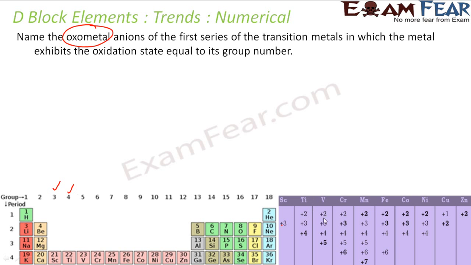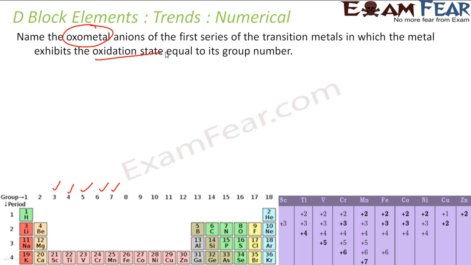Vanadium oxidation state of +5, part of group 5. Chromium +6, part of group 6. Manganese +7, part of group 7. Iron +2 +3, part of group 8. Cobalt +2 +3, part of group 9. Nickel +2, part of group 10. No. Copper +2, part of group 11. No. Zinc +2, part of group 12. No. So these elements actually exhibit oxidation state equal to their group number.